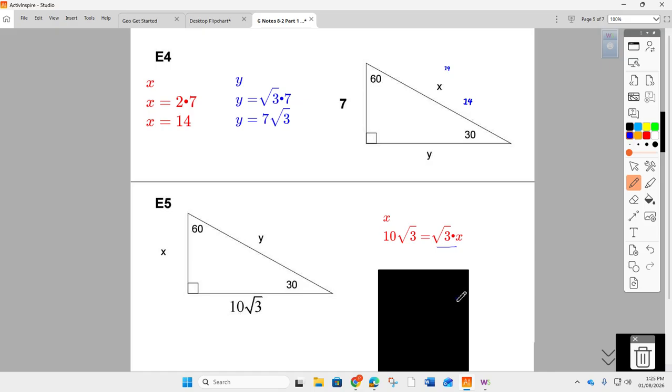Divide both sides by the square root of 3, and let me see if I can do it by hand.